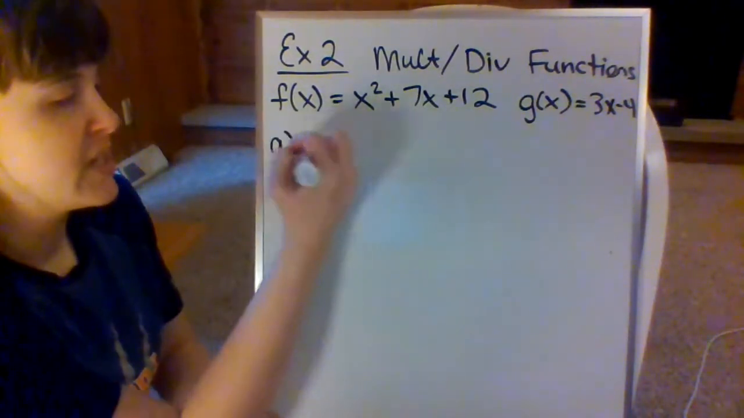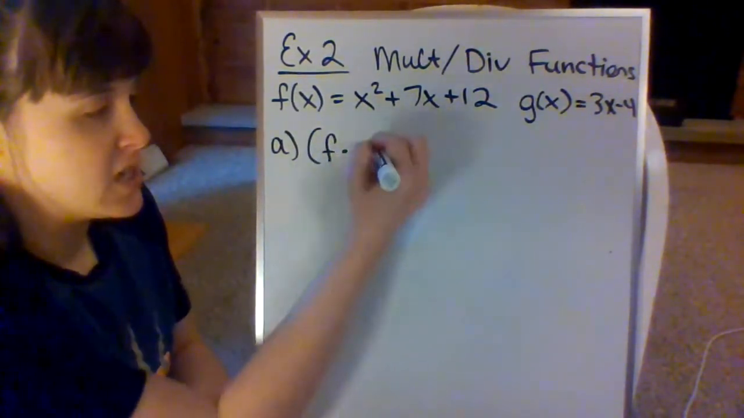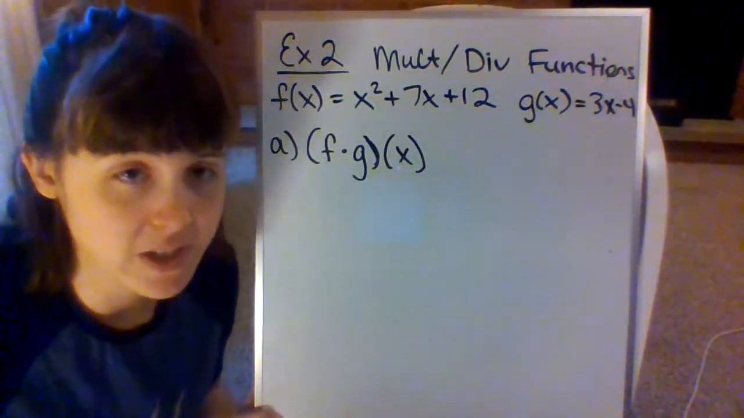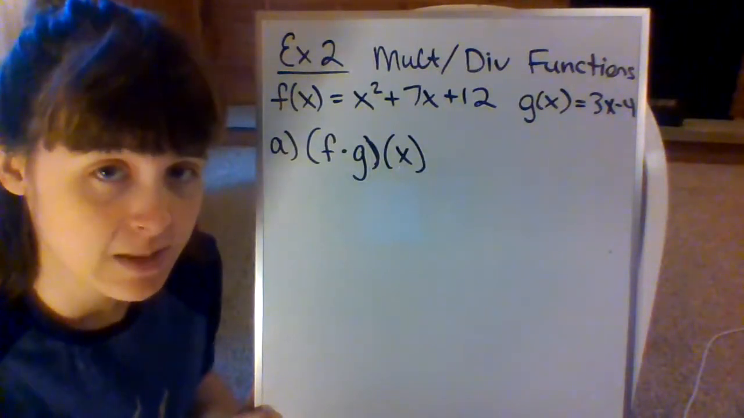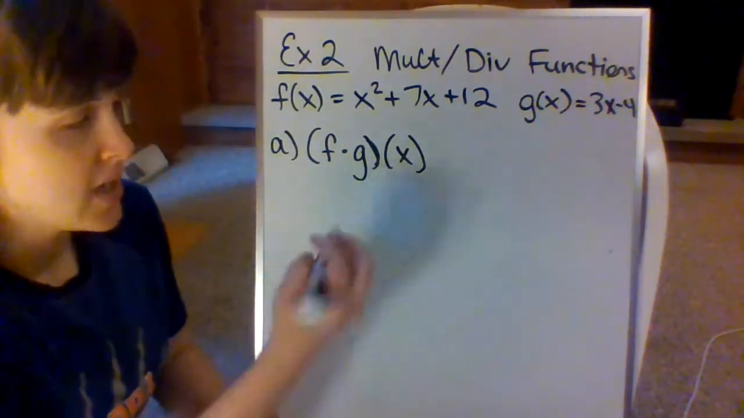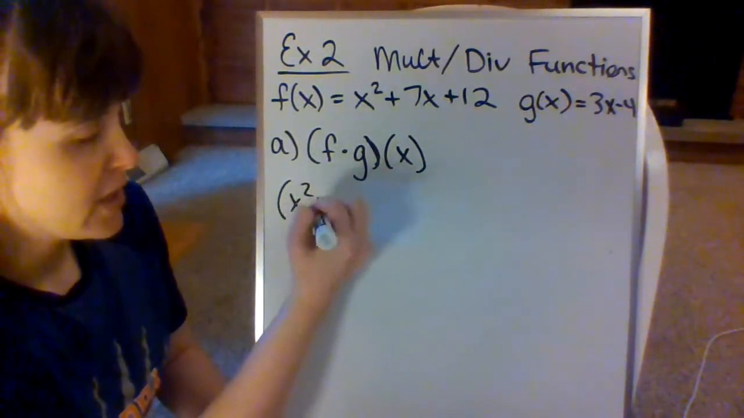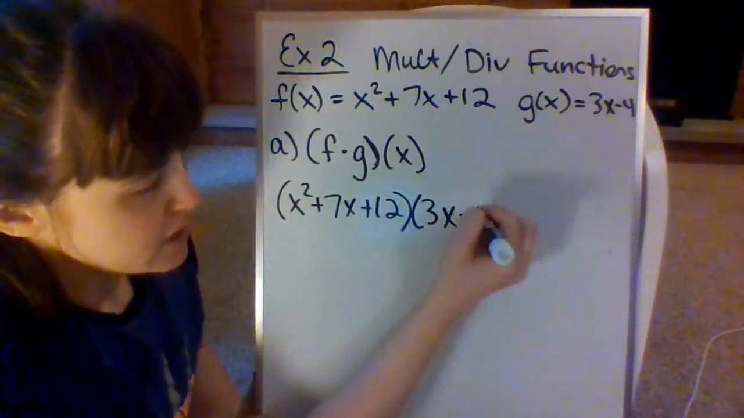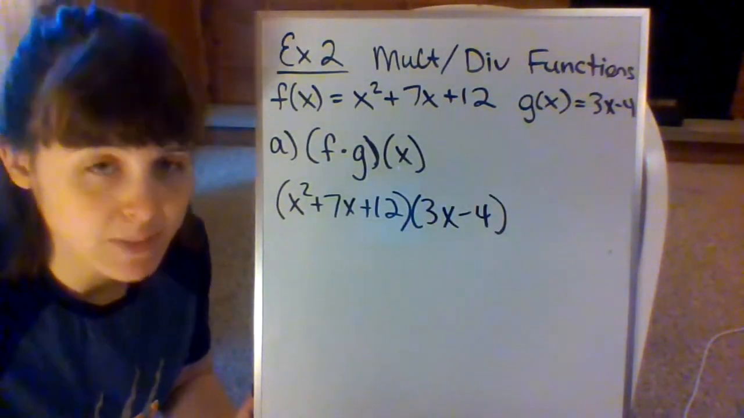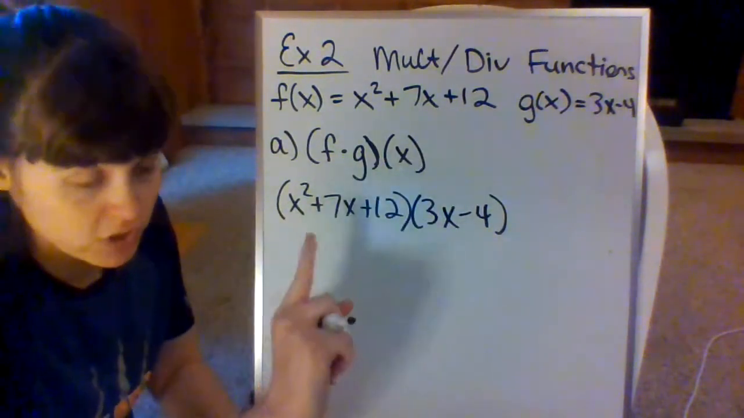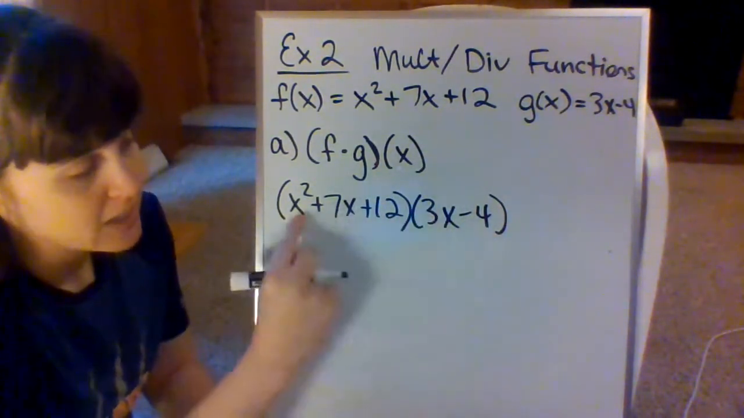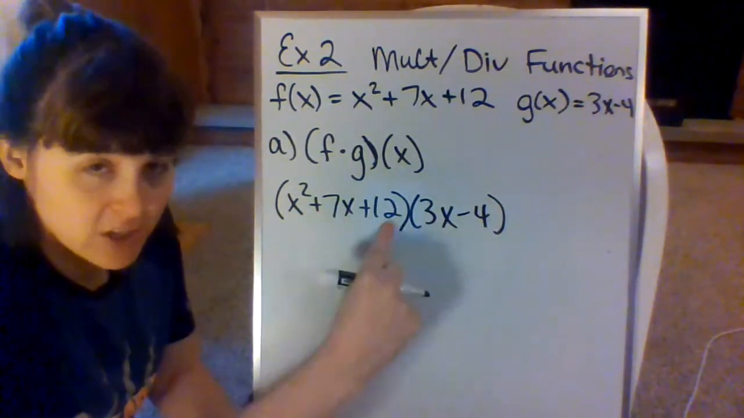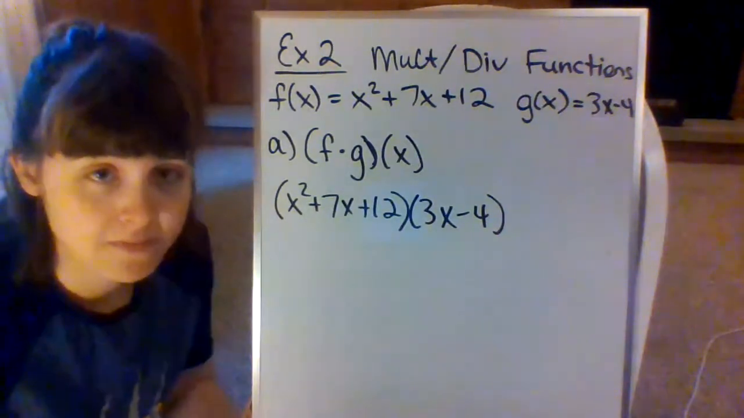So first it says f times g of x. So we're going to have to do some distributing, and it's going to get a little lengthy, but that's okay, we can handle that. So we're going to have x squared plus 7x plus 12 times 3x minus 4. So what I'm going to do is I'm going to kind of reverse distribute, meaning I'm going to take 3x times each of these terms. Then I'm going to take negative 4 times each of these terms, and then we're going to simplify.